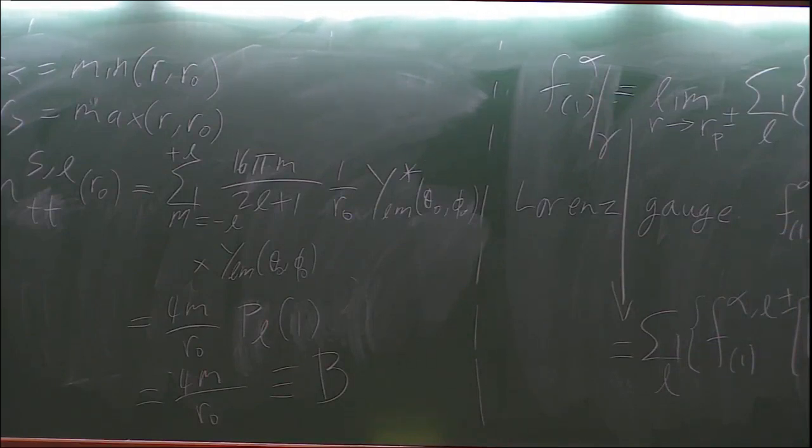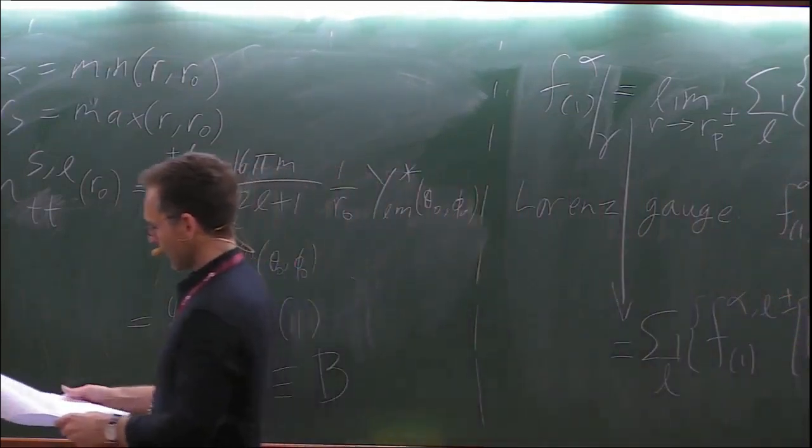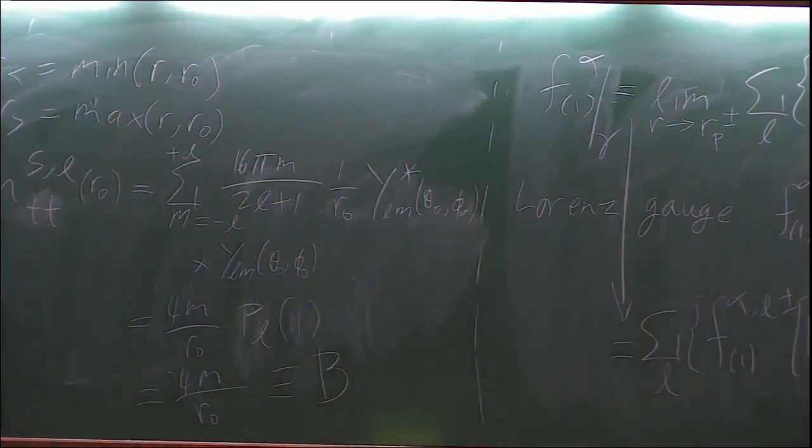Right, so this is the very simplest case. You just got a static particle or a particle moving at a constant speed in flat space-time. And the regularization parameter is just 4m over r0. Assuming I've done this calculation right. It wasn't actually written down in my paper. But it's something like that.